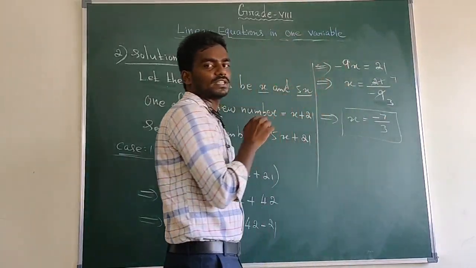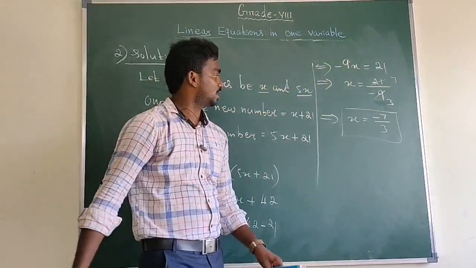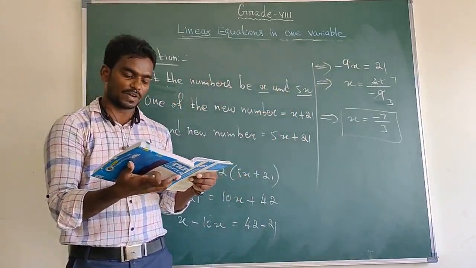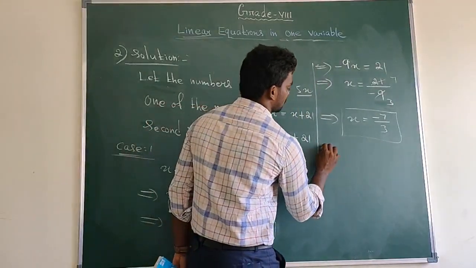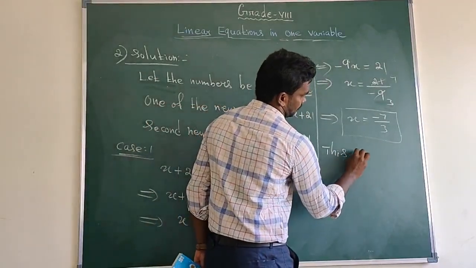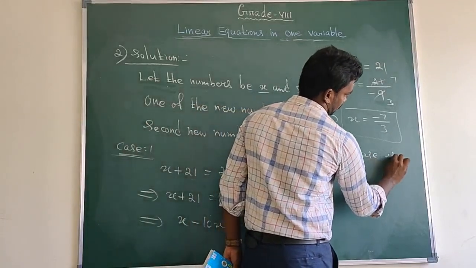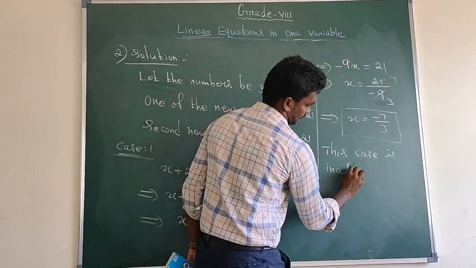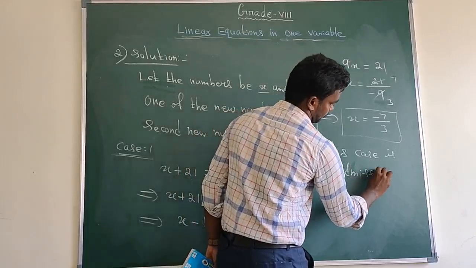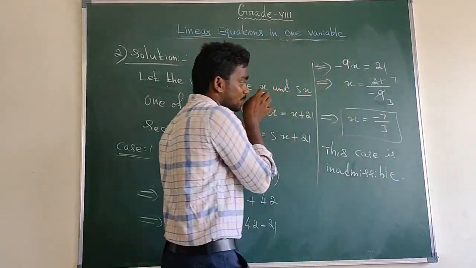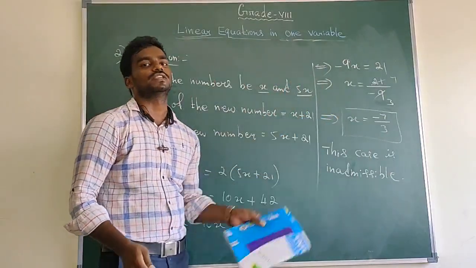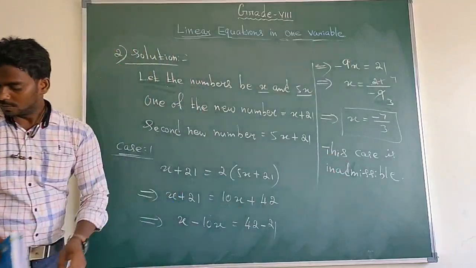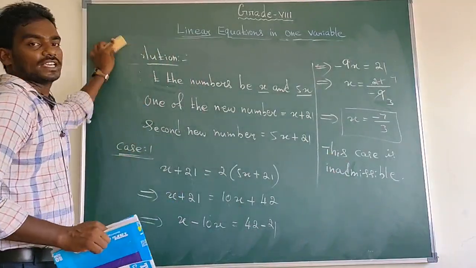So minus 7 by 3 is not possible, this is an inadmissible case. Why? Because the given question is a positive number is 5 times another number. So this case is inadmissible. So x equal to minus 7 by 3 is not possible because of the negative number. So we can consider this case is inadmissible. So again we choose the case 2.